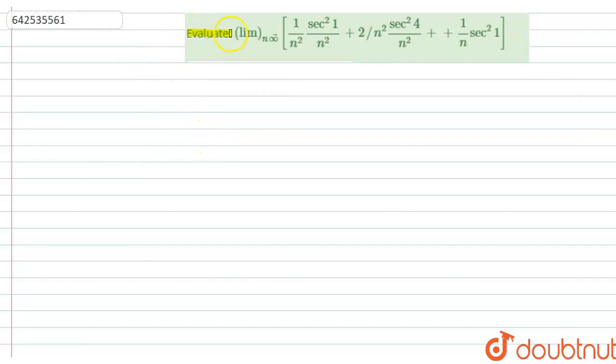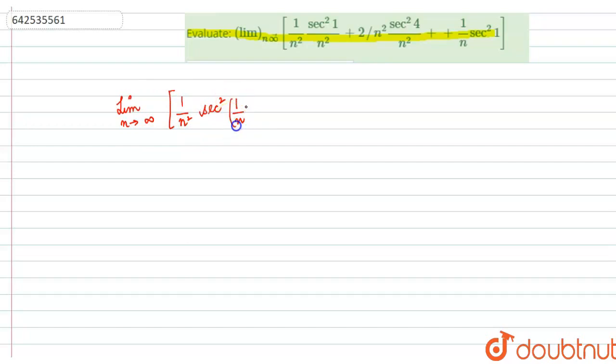Hello everyone, in this question we have to evaluate the limit as n tends to infinity. We have to evaluate the sum of this series. So let's do that. We have with us the limit n tends to infinity, and this series where we have 1 by n square secant square 1 by n.